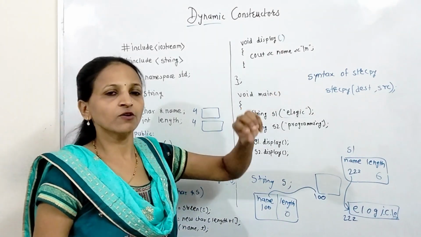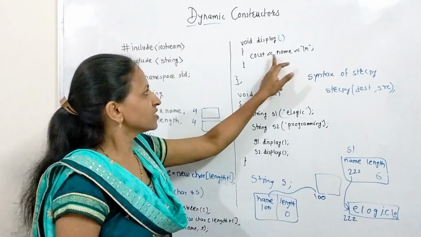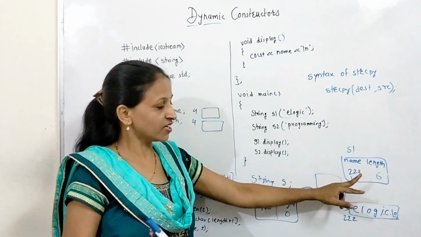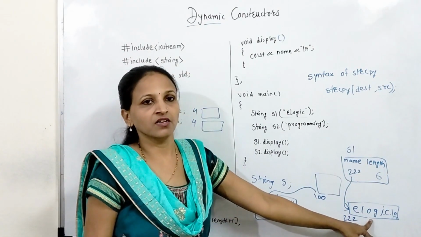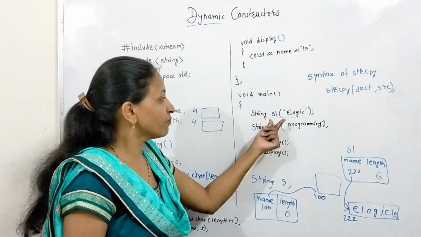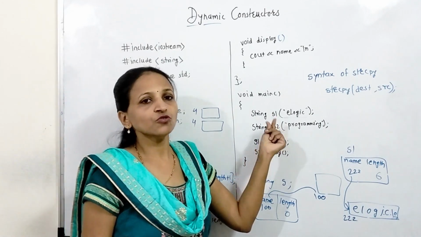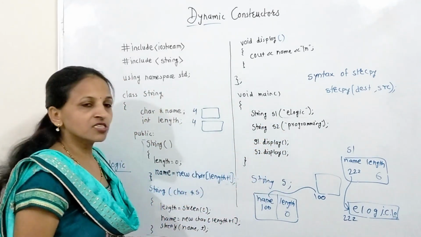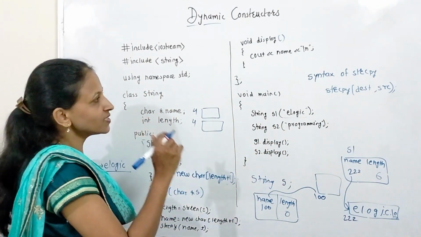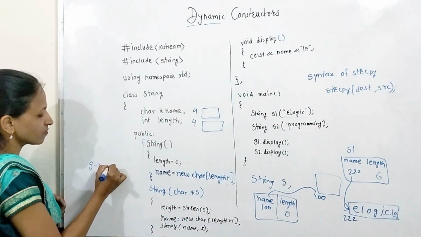Getting? Here we have to just display whatever string is present inside that object. Cout name will just display the string. Okay, here it will display eLogic like this whenever the first object is created. Now in the same way for S2, again this parameterized constructor will be called. Now inside here there will be the new string, that is programming.